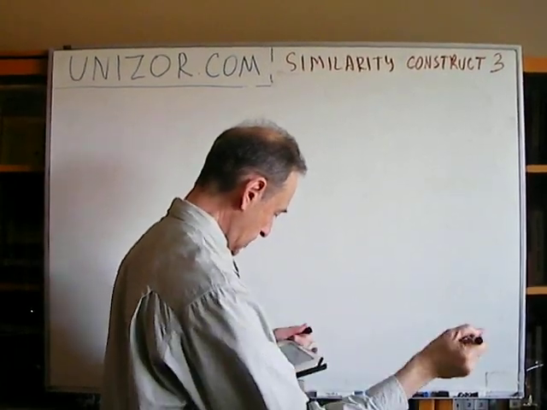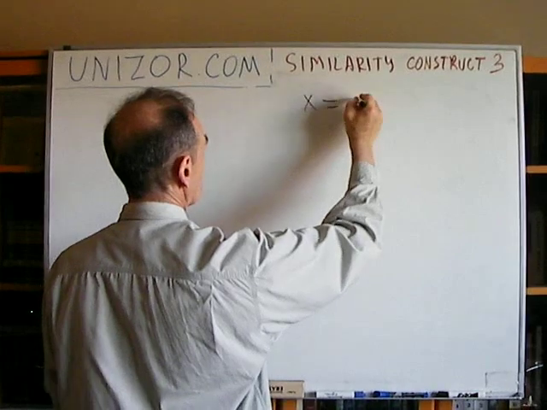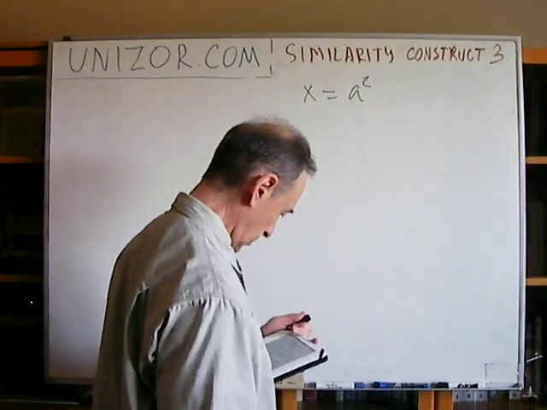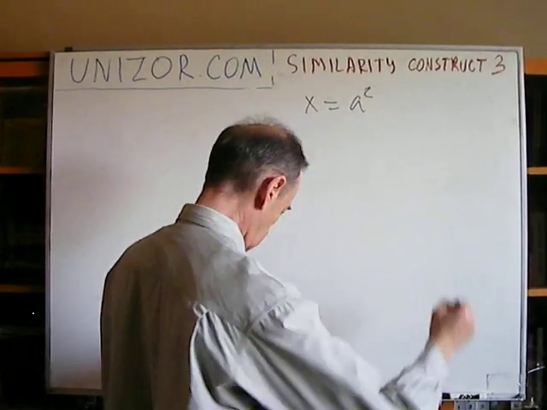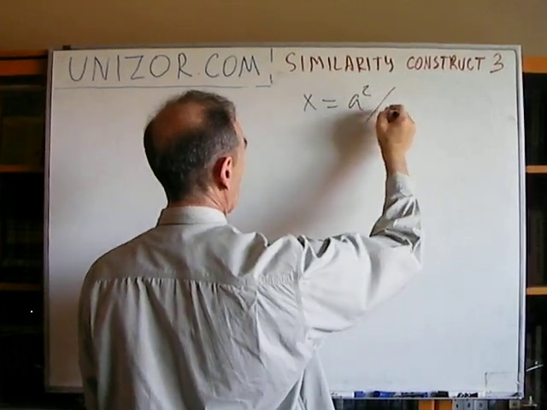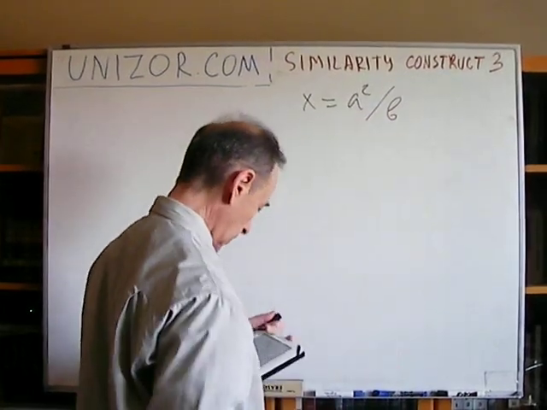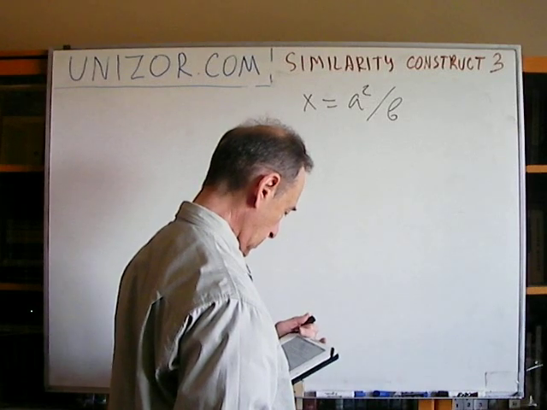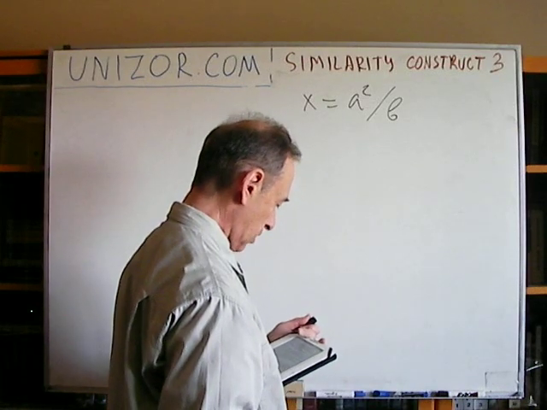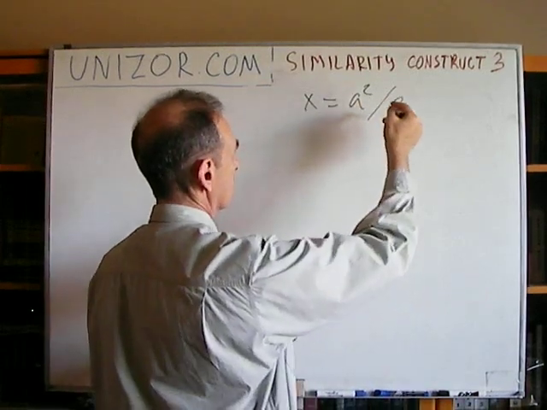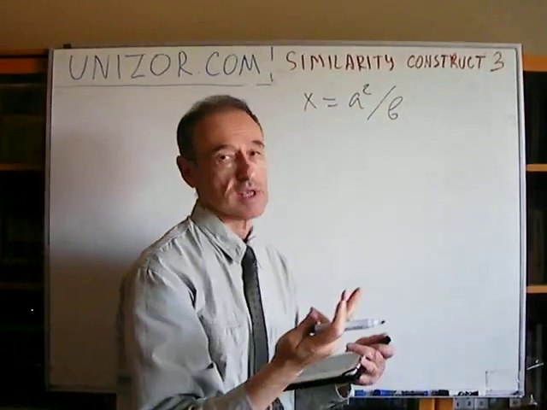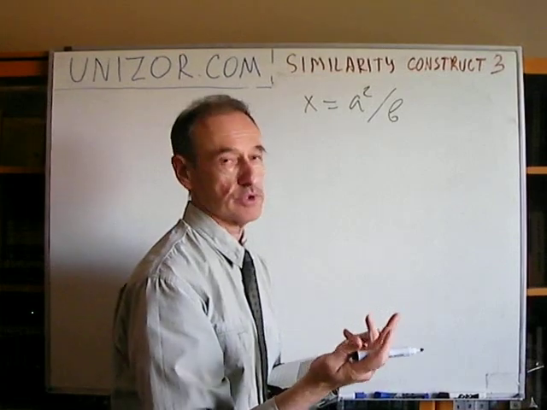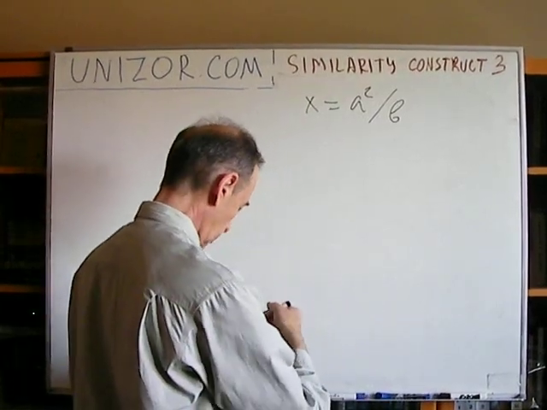X equals A squared divided by B. Well, this is basically the same thing as before when I have AB over C, except the two segments are equal to each other. So there is nothing actually to talk about. This is a simple thing.